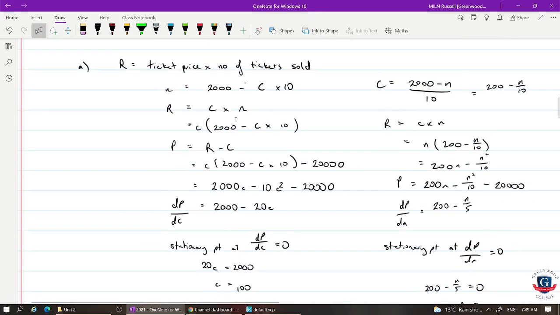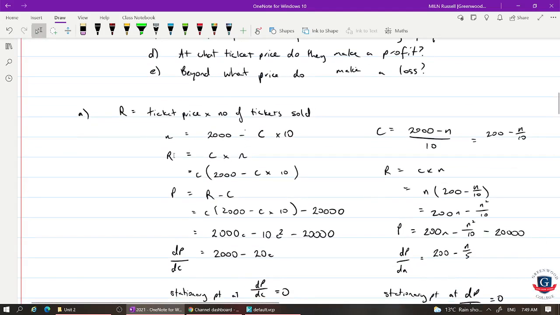Okay, but there was another way that we could have answered the problem. Instead of stating it in terms of number of people, we could have stated it in terms of cost, and made n the independent variable, and c the dependent variable. So all I've done is I've rearranged this equation and ended up with 200 take n on 10. So that would be the c part, multiply it by n. That's what I've done here. Revenue is now in terms of n, the number of people.